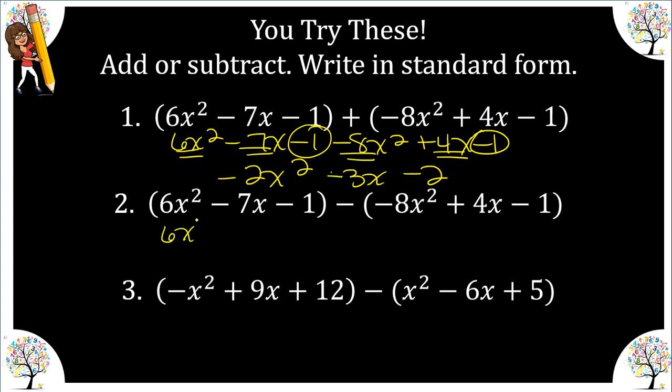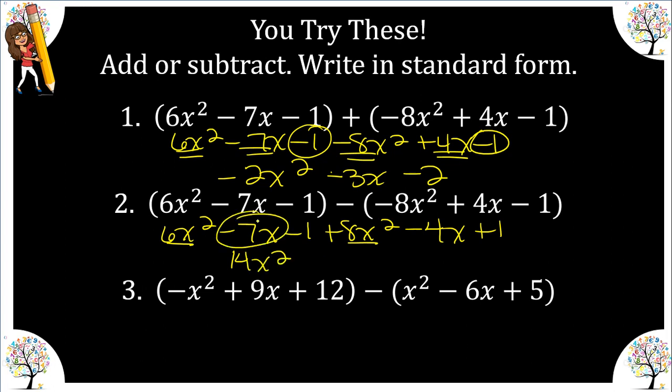Number 2, we have to be careful because this time we will be distributing this negative 1 to each of these terms. So again, it just changes your term value to the opposite sign. So let's make sure that's right. That's going to be a positive, a negative, a positive. Now our quadratic terms give us 14x squared. Our linear terms give me minus 11x. And then you can see the negative 1 and the positive 1. That gives us 0. So this time we have a quadratic still, but it's just a binomial.